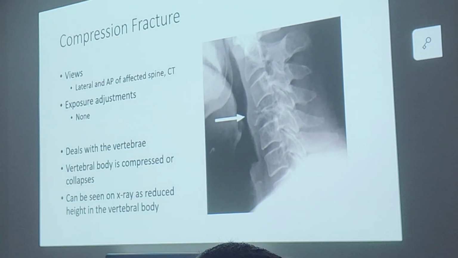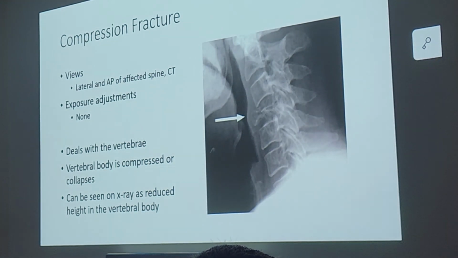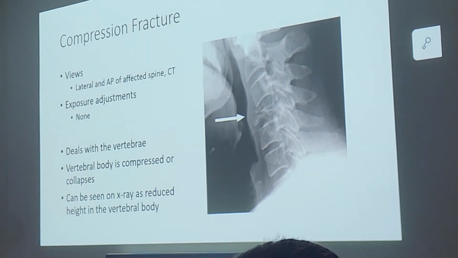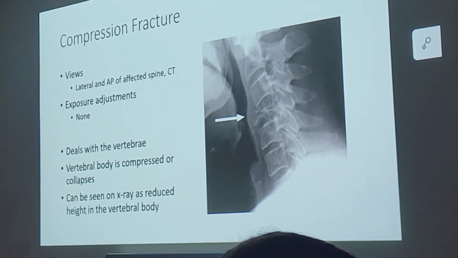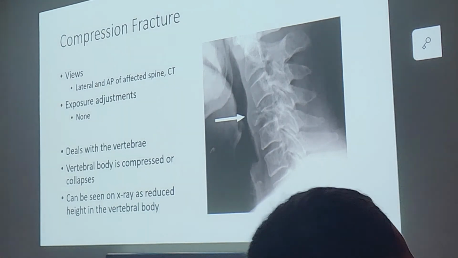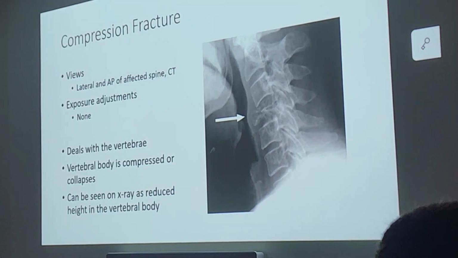So compression fracture is the next fracture. It's explanatory. Compression, right? The main part is the vertebral body is getting compressed. So this deals with the vertebrae. The vertebral body is compressed or collapsed. It can be seen on X-ray as reduced height in the vertebral body, right? So you can see how it's squished right here.